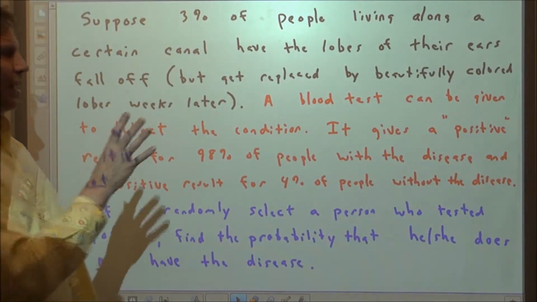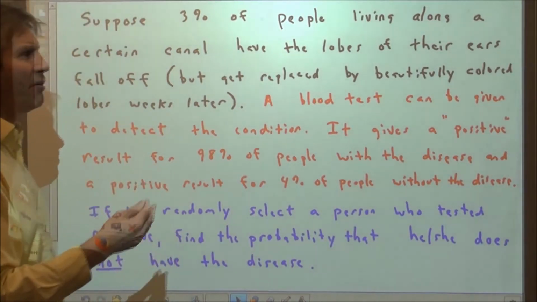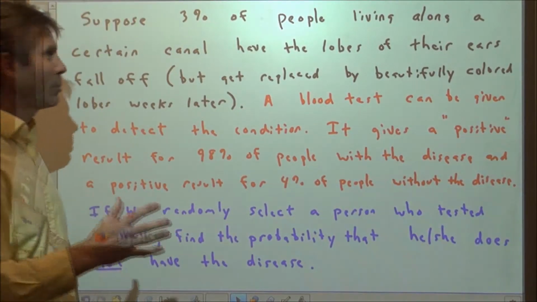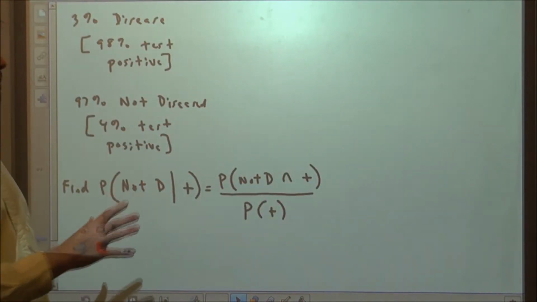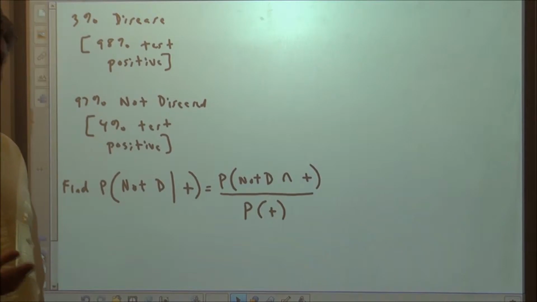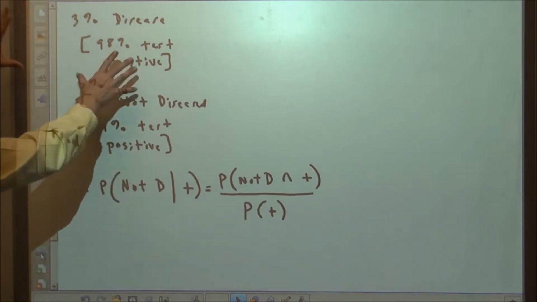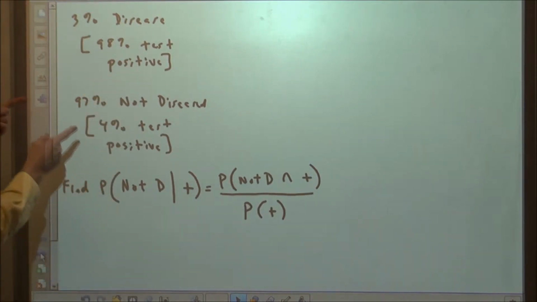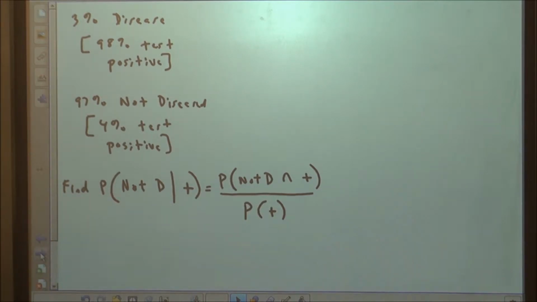So I'm going to say in these disease problems, let's consider that two things are occurring. Therefore, the word "and" is going to mean multiply, and the way to describe this might be best shown with a tree diagram and not a Venn or anything else. So again, here's our information. 3% of people have the disease, 98% test positive, 97% don't have the disease, 4% of them test positive.